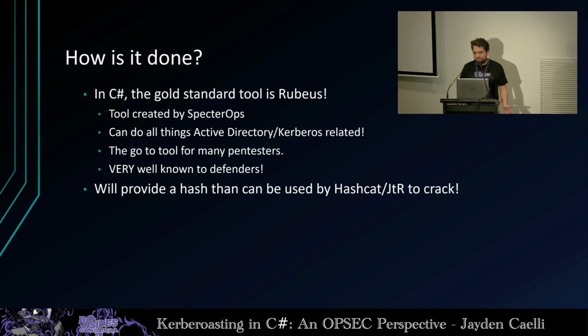So how is this done? On Windows and C#, the main way that pretty much all pen testers do it is through a tool called Rubeus. This is a tool that was created by SpecterOps many years ago. It does basically anything Active Directory or Kerberos related, can do many more things than just Kerberoasting, but Kerberoasting is one of the main things it can do.